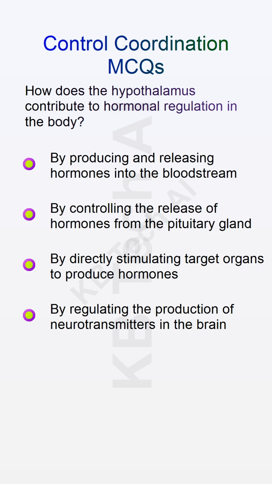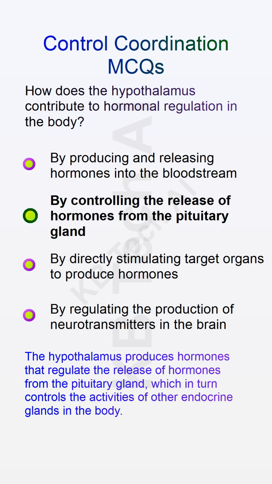Option 1. By producing and releasing hormones into the bloodstream. Option 2. By controlling the release of hormones from the pituitary gland. Option 3. By directly stimulating target organs to produce hormones. Option 4. By regulating the production of neurotransmitters in the brain.